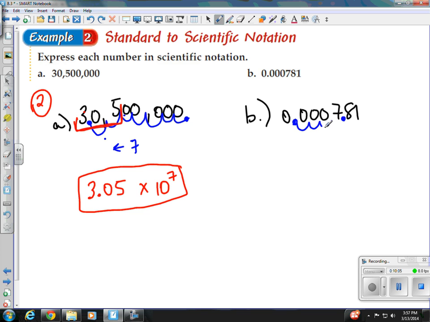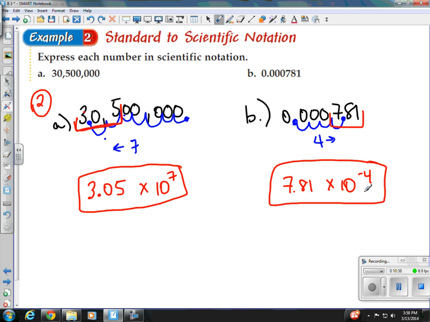So I moved it 1, 2, 3, 4 places to the right. So once again, we just write all the non-zeros to that number. So 7.81 times 10 is always a standard scientific notation setup. And then my exponent, because I've moved it 4 to the right, it's going to be a negative 4. And also, if you start out as a decimal, your power is going to be negative. All right. So that's getting from standard form to scientific notation, or from a standard number to scientific notation.